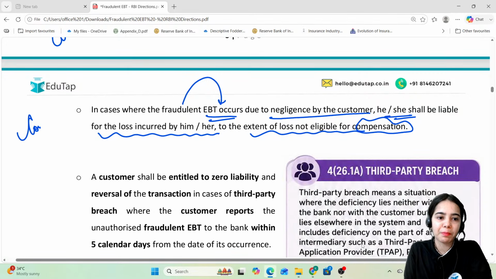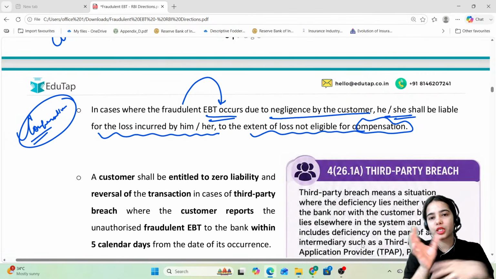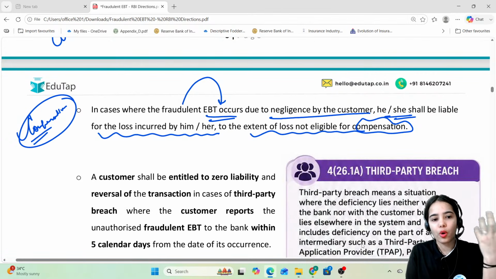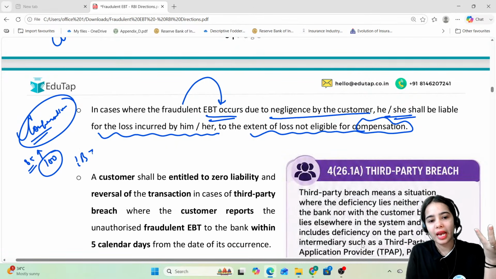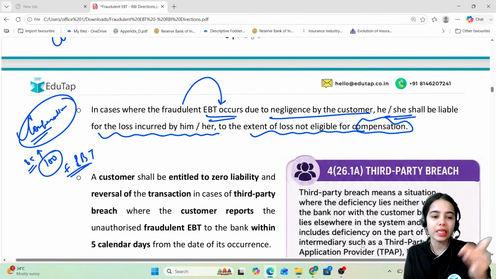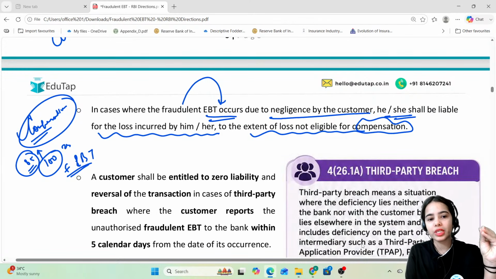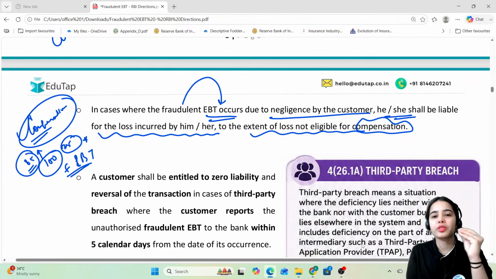So, what is this compensation that we will discuss? But like excluding the compensation, let's say the loss happened for 100 rupees. Now 85 rupees is being compensated. Okay, if there is a fraudulent electronic banking transaction that happened and the customer lost 100 rupees, so 85 rupees is being compensated, so the rest 25 rupees is the responsibility of the customer.